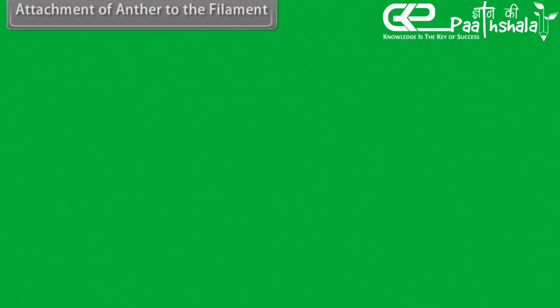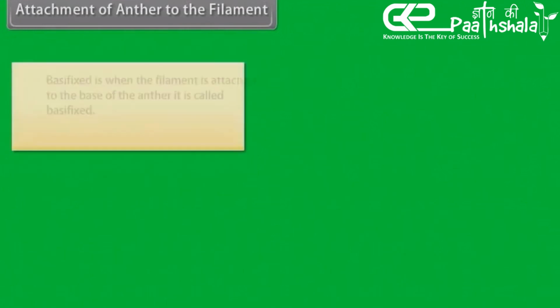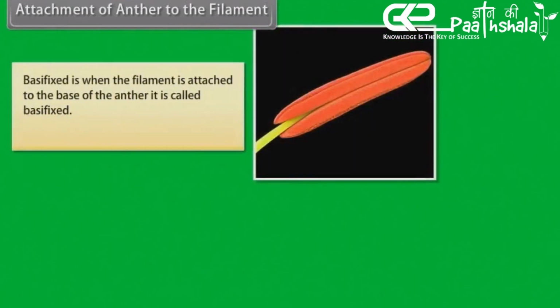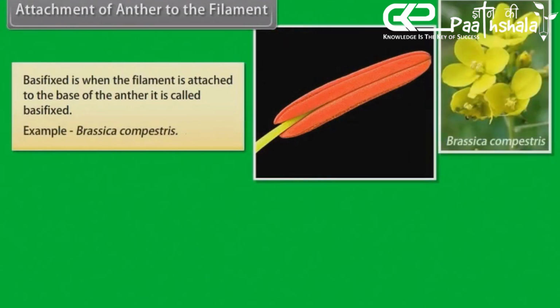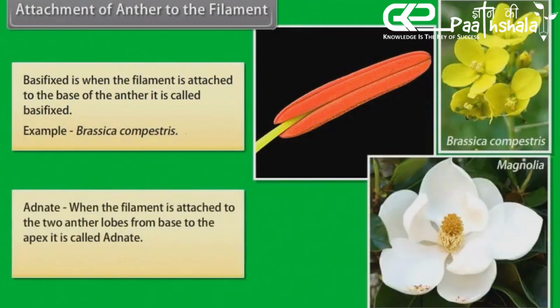Attachment of anther to the filament. Basifixed is when the filament is attached to the base of the anther. Example: Brassica campestris. Adnate is when the filament is attached to the two anther lobes from base to apex. Example: Magnolia.